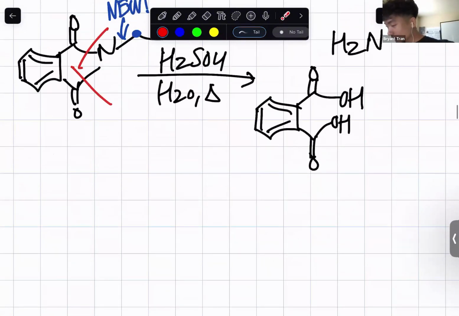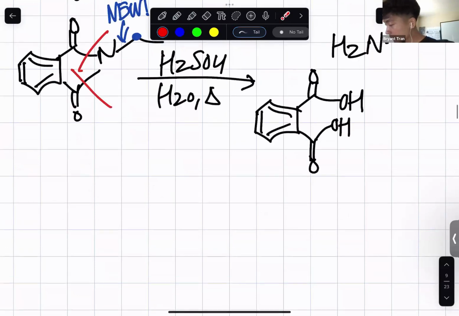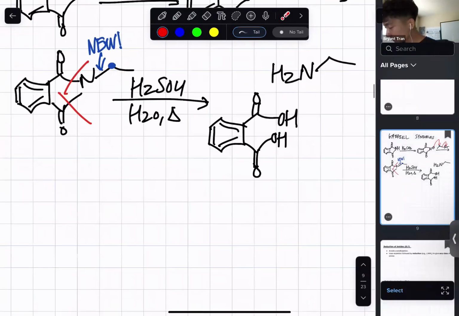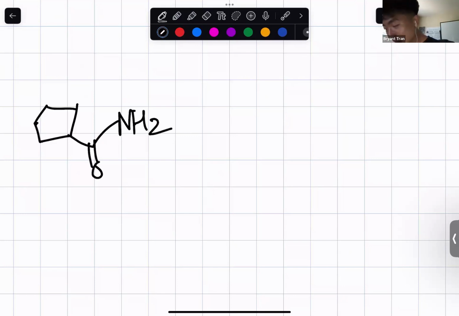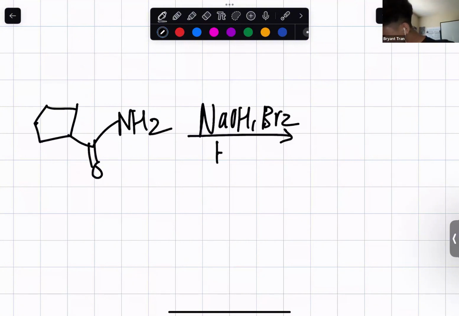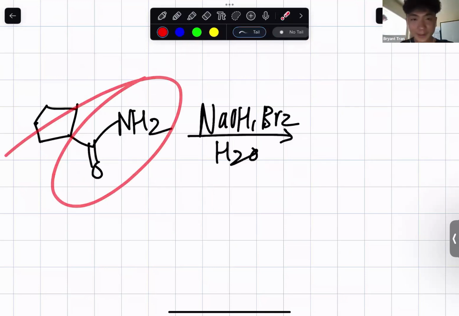So now the next one here is going to be Hofmann Rearrangement, which is also a midterm 1 reaction, where I'm going to give you, let's say, this reactant right here, and I'm going to give you this reagent, and imagine this is a predicted product problem. NaOH, Br2, water. Do you remember the name of this reaction and what this would do to this primary amide right here?